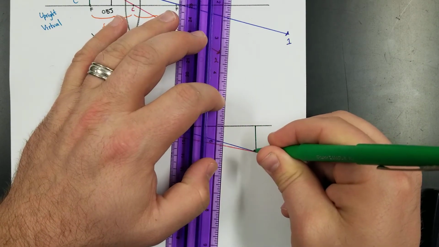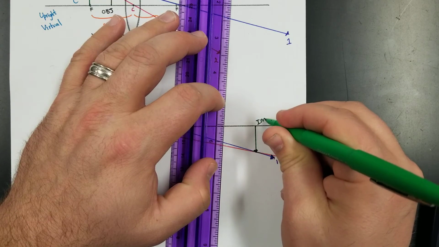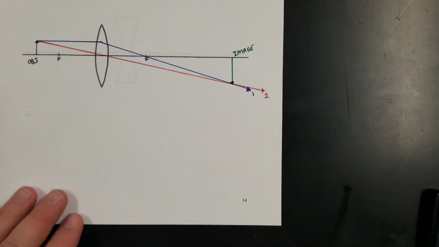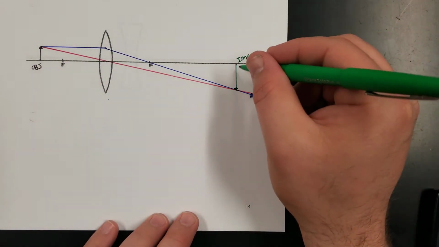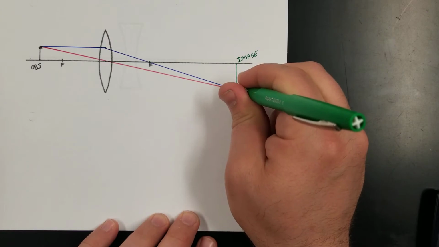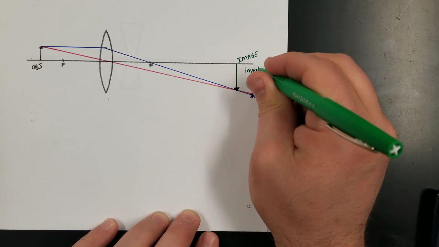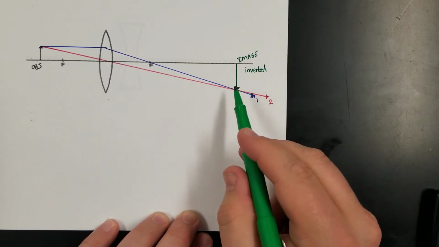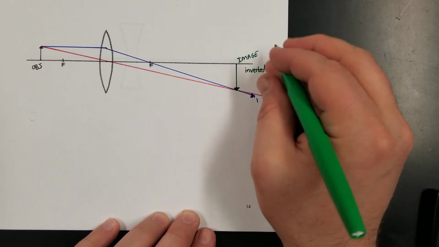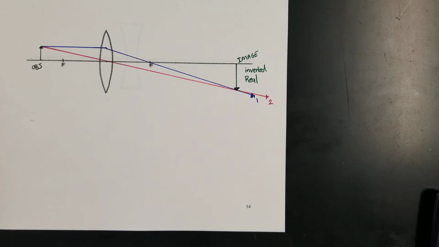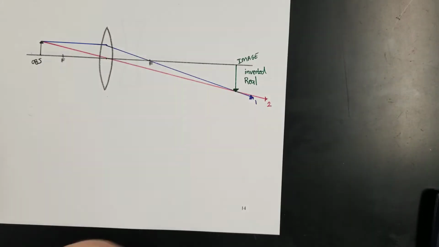So I'm going to draw the image. Just like that. And we can go ahead and characterize that thing. You should notice that the rays cross below the principal axis. That arrow points down. So that is an inverted image. And since the rays of light actually cross at that point, we can say that that is a real image. And so you could actually see that on a screen. So if you had a screen right there, you would actually see an image just like you would from a projector or something like that.